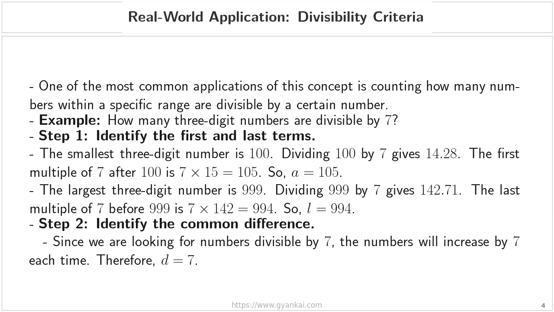Finally, step 2 is to identify the common difference. Since we are specifically looking for numbers divisible by 7, our sequence will jump by 7 each time. So, our common difference, d, is simply 7. In the next slide, we will take these identified values and plug them into our formula to find the final answer.